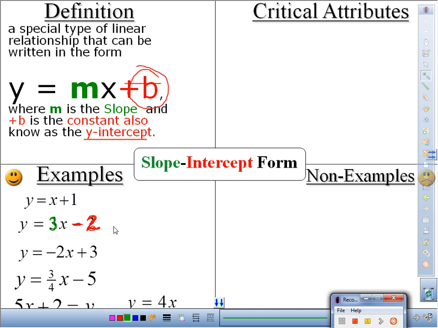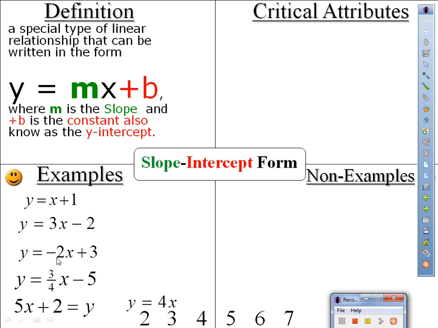So far so good? All right, let's go to the next equation. Let's look at this one. Y equals negative 2x plus 3. Think about it. Which is my slope and which is my y-intercept? Tell your neighbor. Okay, so slope is negative 2. My y-intercept is positive 3. Let's look at this one. What is my slope? 3/4. What is my y-intercept? Negative 5.